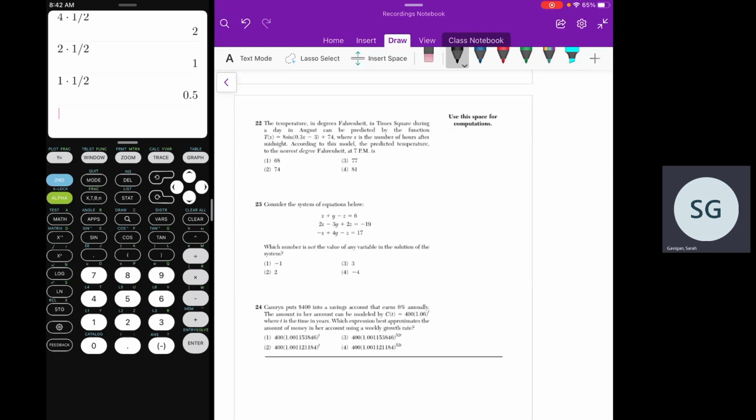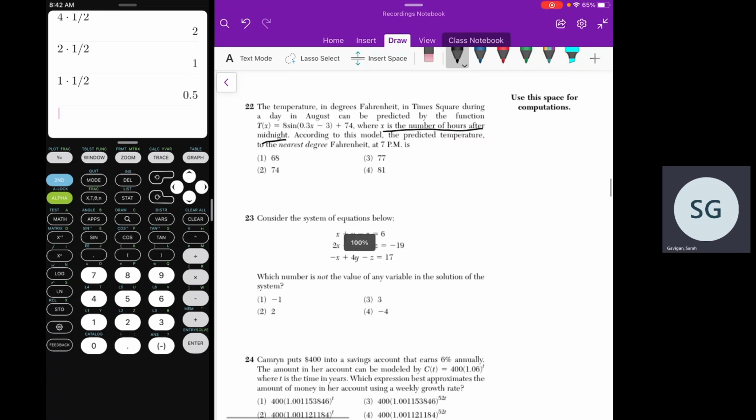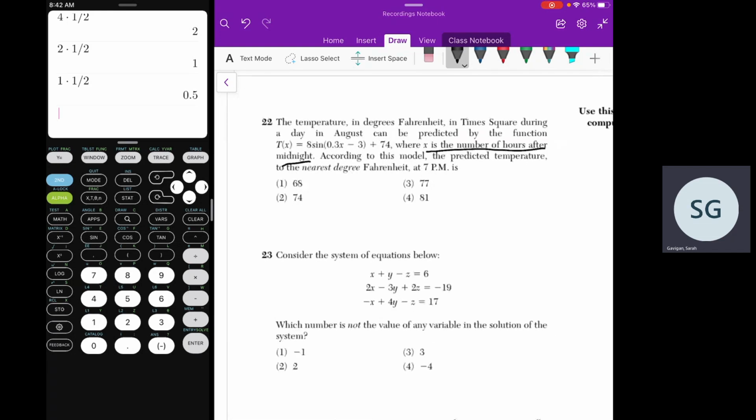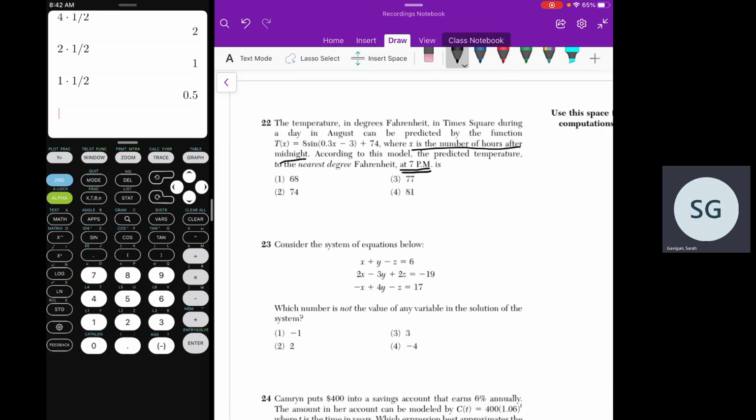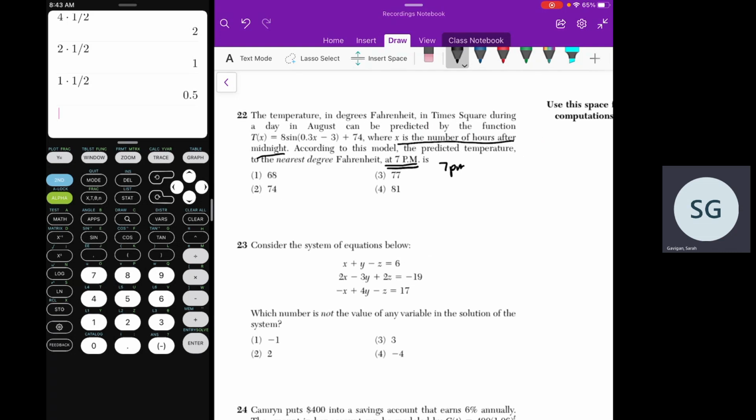All right, now we have, what is this? The temperature in degrees Fahrenheit and times squared during a day in August can be predicted by the function, and we have this sinusoidal function, where x is the number of hours after midnight. Counting time can be hard sometimes. According to this model, the predicted temperature to the nearest degree at 7 p.m. So we have to figure out what are we plugging in for x. So 7 p.m., how many hours after midnight is that?